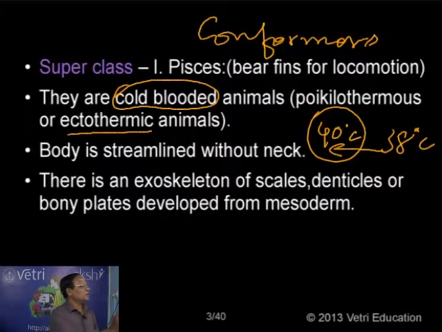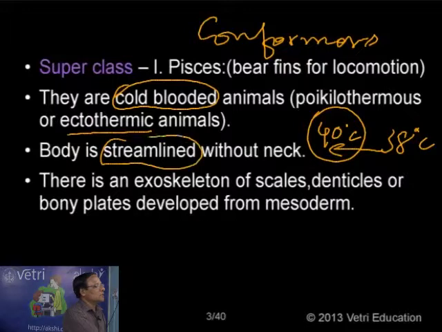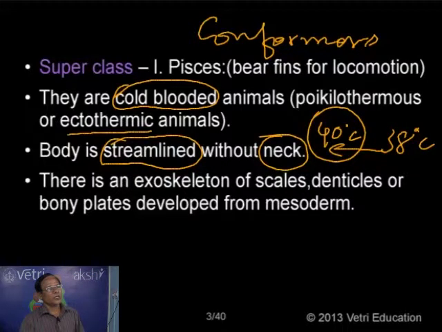So normally as an adaptation, in the case of all fishes, you know that the body is streamlined, just like a boat, to offer little resistance while the animal is passing through the water. They have a streamlined body. One of the characteristics in the case of fishes as well as in the frog is that they do not have a neck. Head, trunk and tail only. Even in the case of the frog, you have head and trunk only. There is no neck.